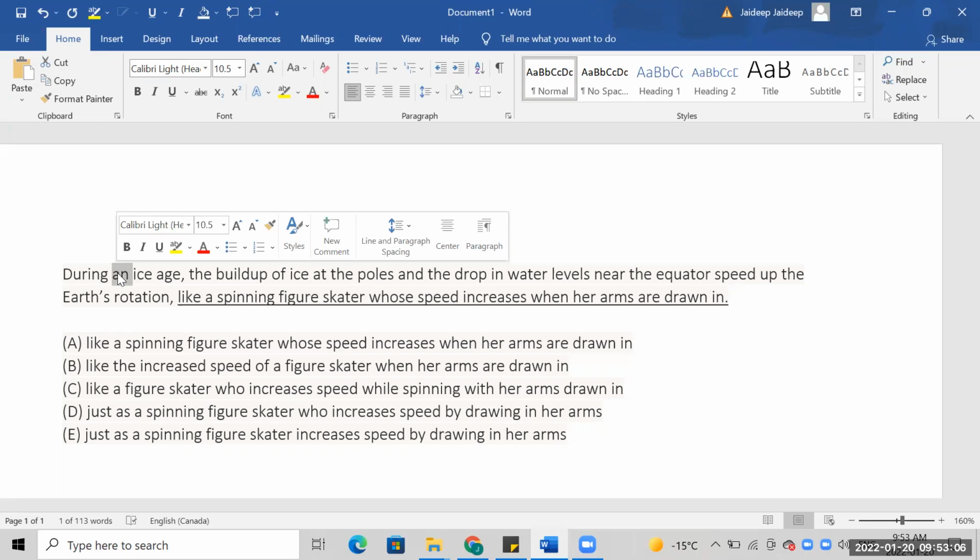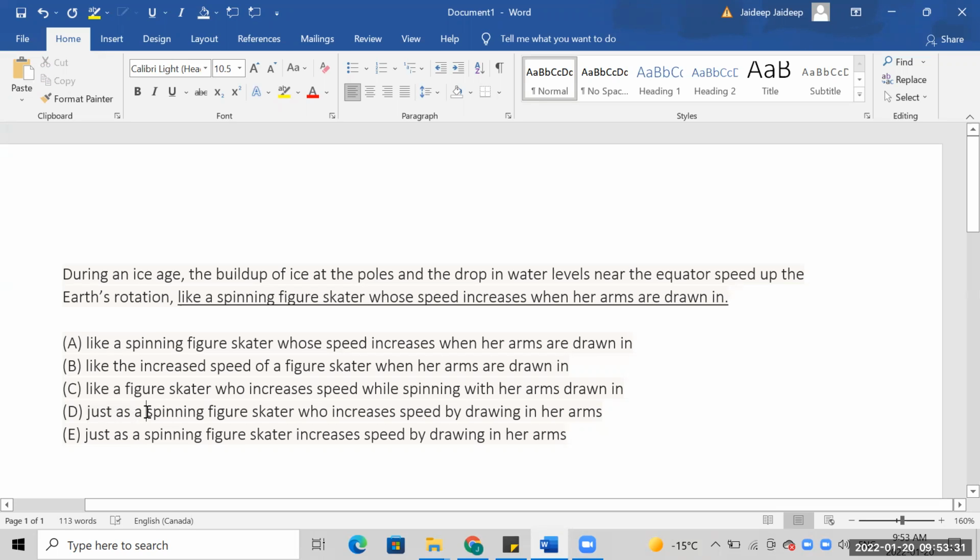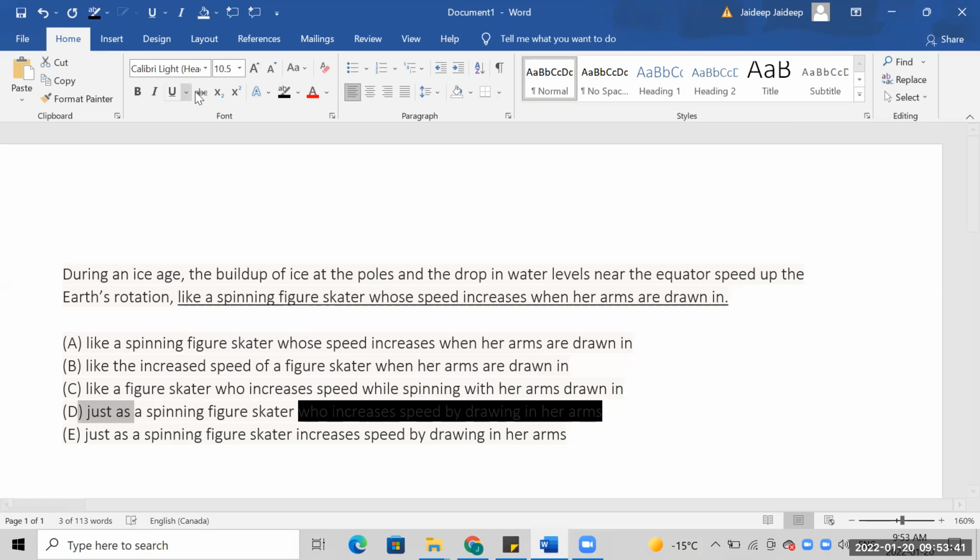Like a spinning figure skater whose speed increases when her arms are drawn in. The buildup and the drop speed up the Earth's rotation. Like a figure skater. So I think the first thing is "like" versus "as." Just as a figure skater, that's an entire noun. Just like the increased speed, the buildup speeds up the Earth's rotation.